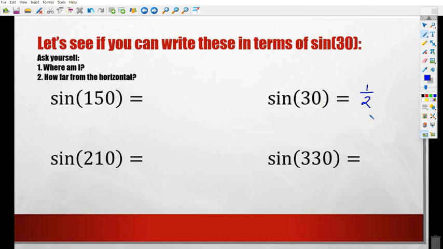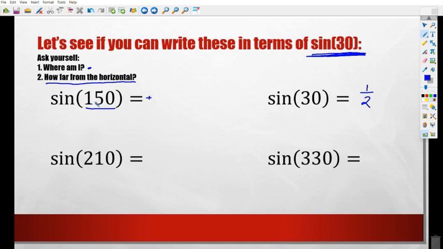I want you to go find sine of 150 without using your calculator. Basically, I want you to write these in terms of sine of 30, somehow. How am I going to do that? Firstly, where am I? 150 degrees, which quadrant? I'm in quadrant 2. That means sine is positive. Then I ask, how far am I from the closest horizontal?